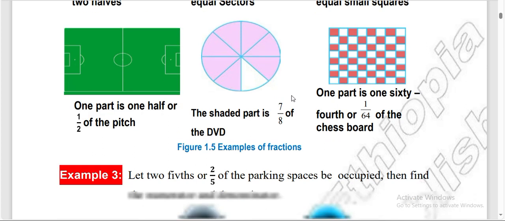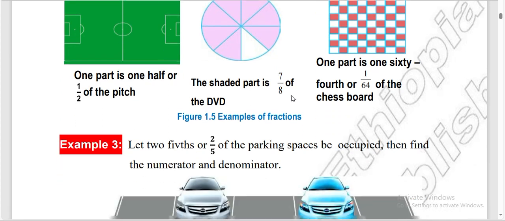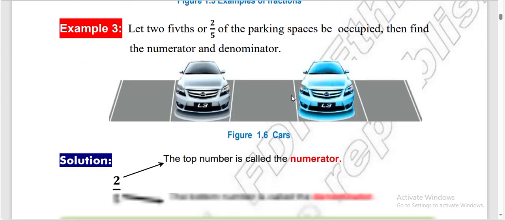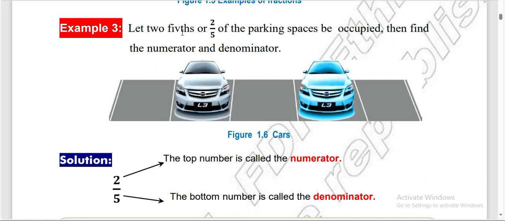So fraction means the sections or the divisions of one thing. An example: let 2/5 of the parking spaces be occupied. Then find the numerator and denominator, which means that the parking has 1, 2, 3, 4, 5 spaces.